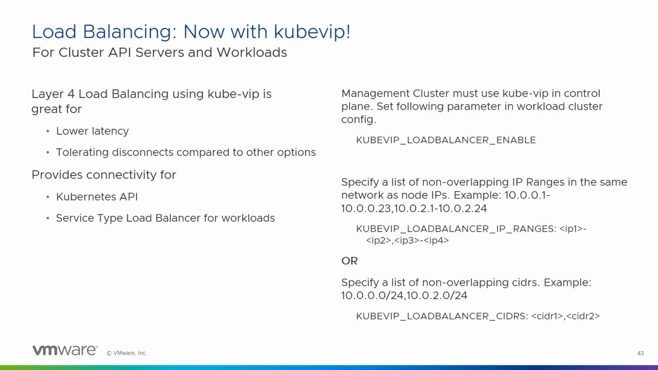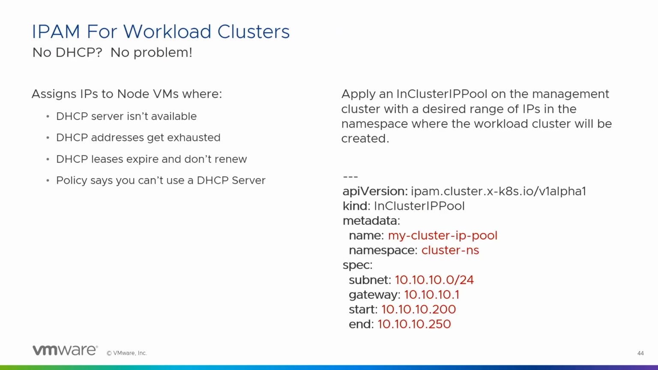Kube-VIP, load balancing with Kube-VIP. We do have a lightweight load balancer, and we also support MetalLB. And then IPAM for workload clusters. Before this, DHCP would be a requirement at the edge site to use TKG, because the VMs would have to come up and get an IP address from some service there. Some of our customers don't have even a DHCP service at the edge site, so this allows you to manage the IP assignment in the framework itself.